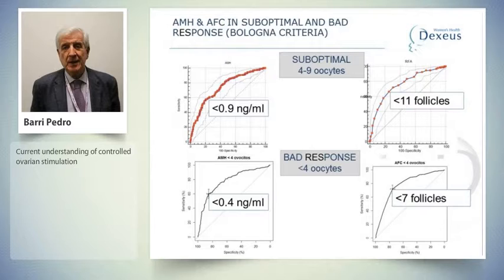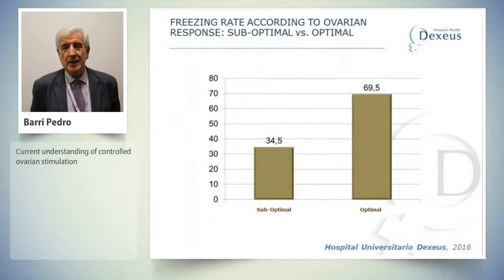It's important to identify your patient, and according to her ovarian reserve, to tailor, to individualize the ovarian stimulation protocol. And look how easy it is to identify different clinical outcomes. For example, the freezing rate, the possibility of freezing surplus embryos, how different it is in the group of suboptimal: 34.5% in our own material, compared to 69.5% in the group of optimal response.